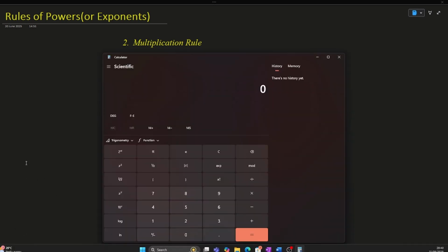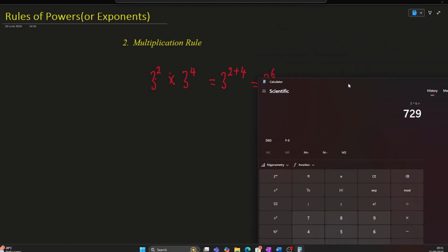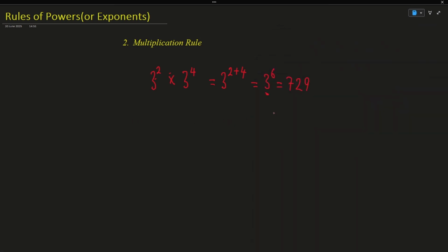By using a scientific calculator, 3 raised to the power 6 is 729. We can check if our answer of 3 raised to the power 6 being 729 is correct. This we can check by simplifying our given expression.